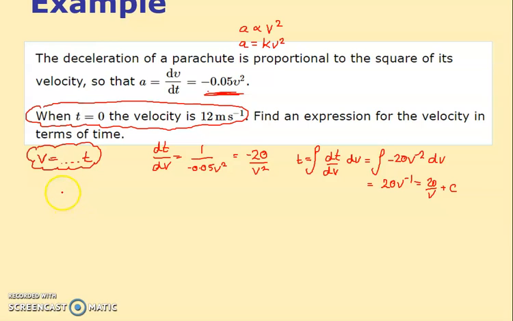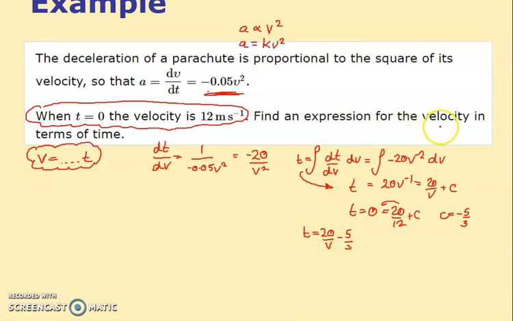Now that's what t is equal to. Don't forget that. But I am told that t equals 0 when velocity is 12. So t equals 0, and that's equal to 20 over 12 plus c. Now, I don't know what 20 over 12 is. Well, I'll probably work it out on the calculator, it just comes as 5/3. So just by moving that over there, I get that c equals minus 5/3. And therefore I have an equation now for t to be 20 over v minus 5/3.